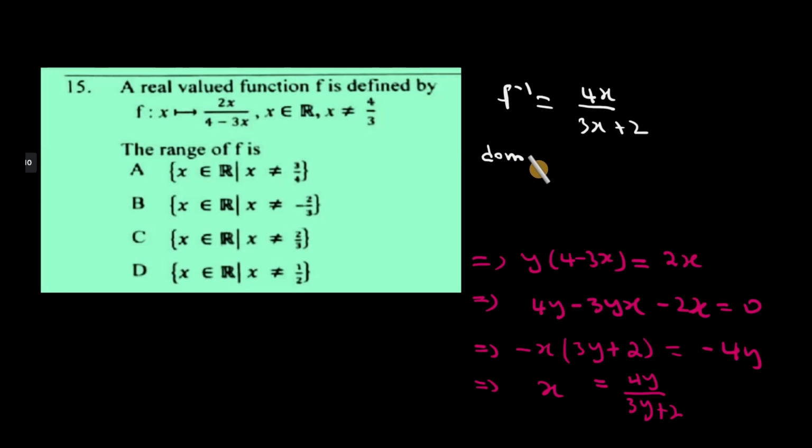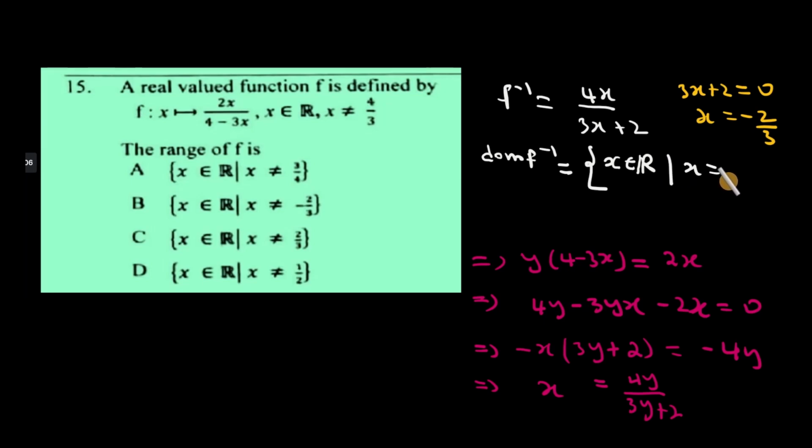Now we look for dom f inverse. To look for the domain of f inverse, set the denominator equal to 0. That is 3x plus 2 equals 0, and then we look for x. From here, x is equal to minus 2 on 3. Dom f inverse will be equal to the set of all x belonging to the set of real numbers such that x is not equal to minus 2 on 3. So I turn my equal sign here to not equal to. That is, the right answer here is this one, which is option B.